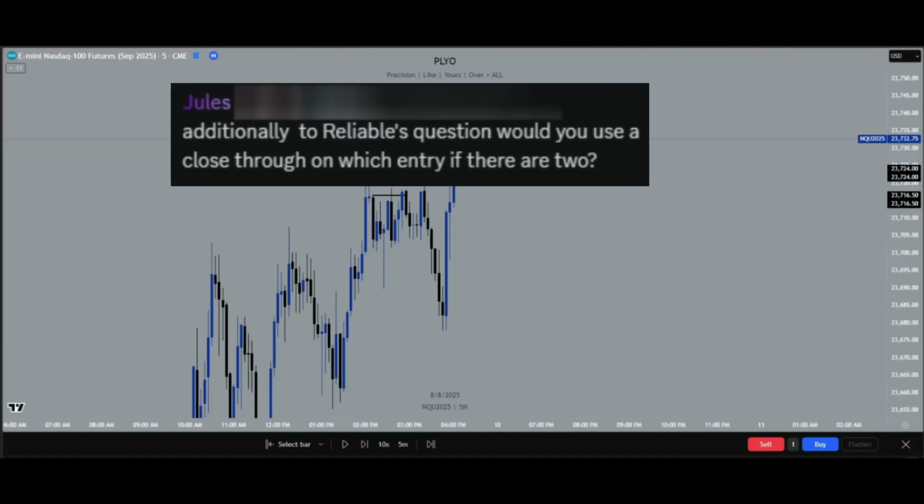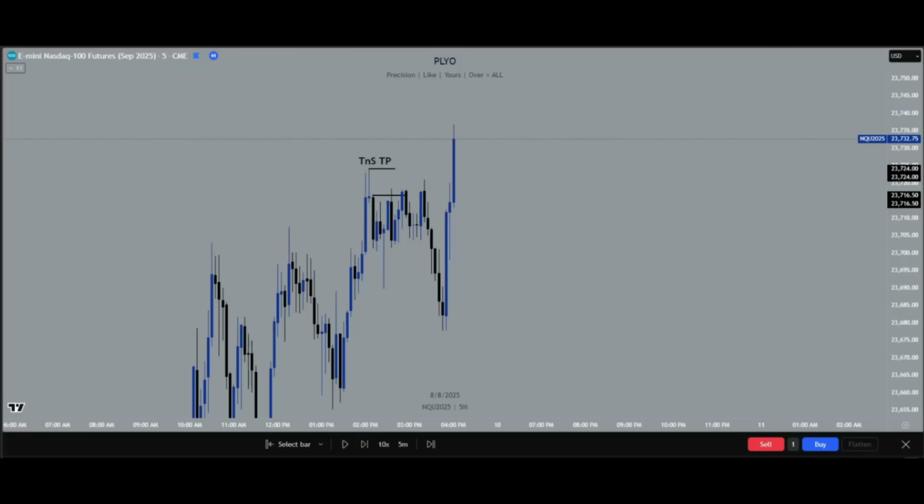Would you use a close through on which entry if there are two? That's a great question, Jules. Truly, you could wait for a reaction on both. Say the higher entry gives you a reaction, you take the inverse. You can be in off the higher entry if it gives you the actual reaction, like on the 30-second. But sometimes we'll run through that first entry to get to the second one. Then the second one gives us the reaction.